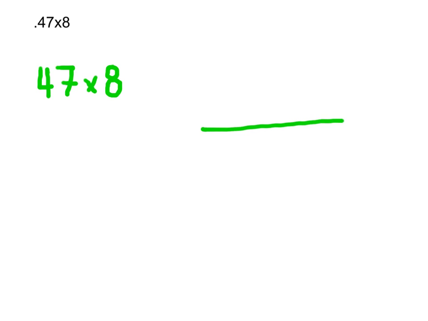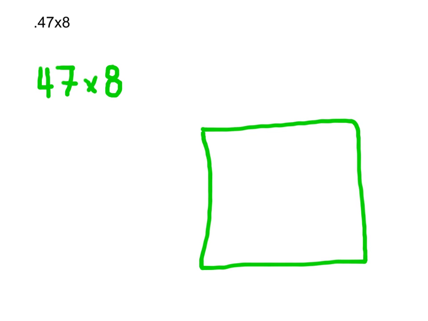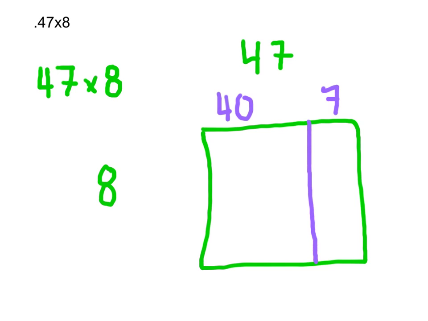Now looking at this, remember you're going to not pay attention to the decimal. So it looks like I'm going to have 47 times 8. Now that I know what my problem is without the decimal, I'm going to draw the array. The top number is going to be 47 and the side number is going to be 8. 47's a bit large, so I'm going to break it into two pieces, which would be 40 and 7. Cut down your array so you have your two pieces. Now 8's going to stay the same because I know my math facts by 8.